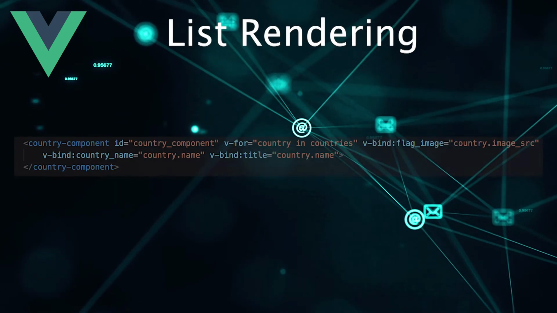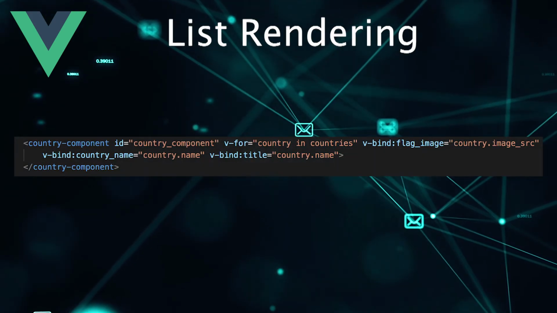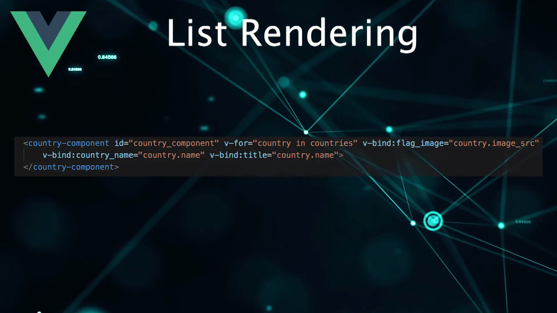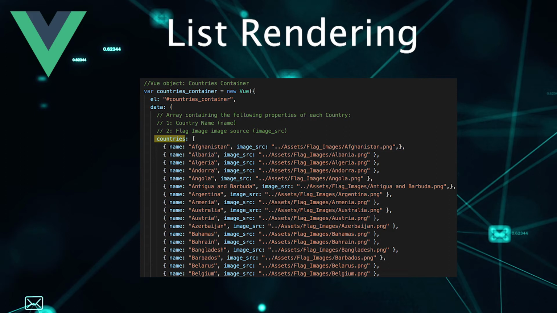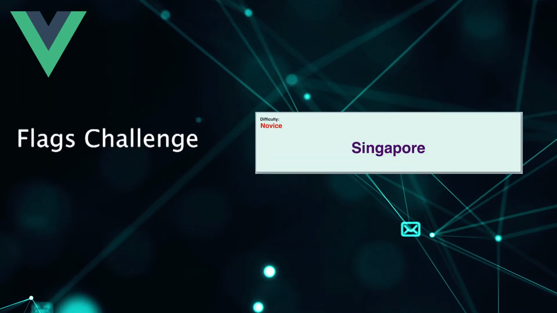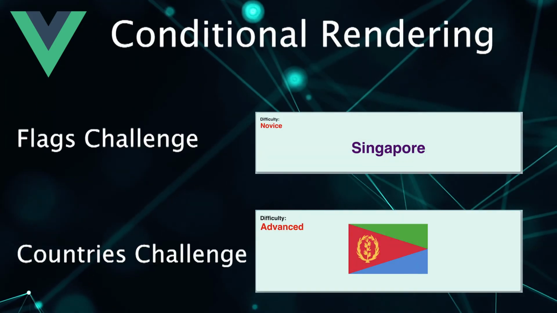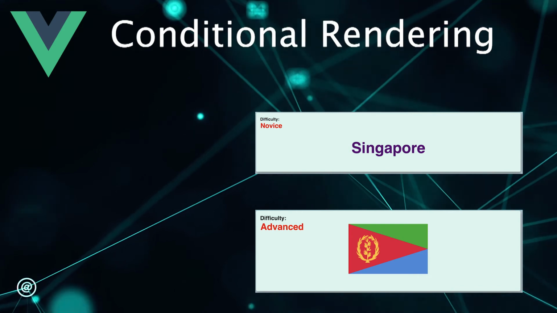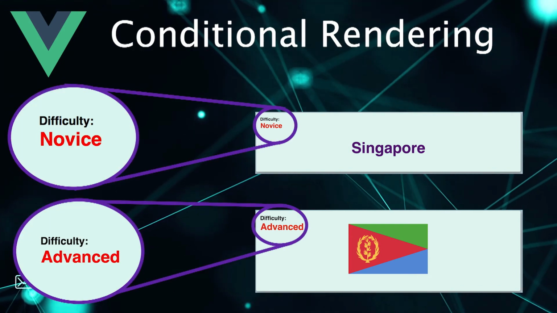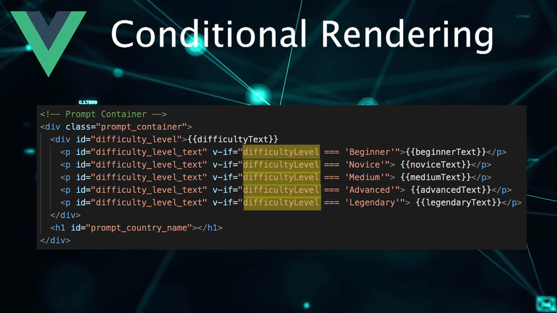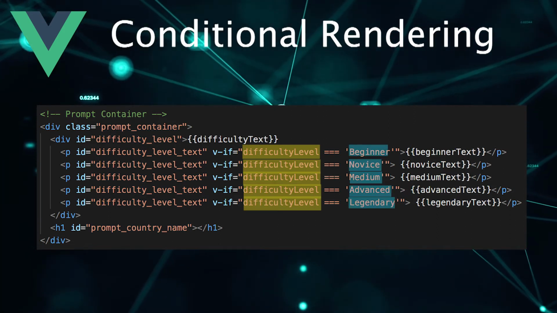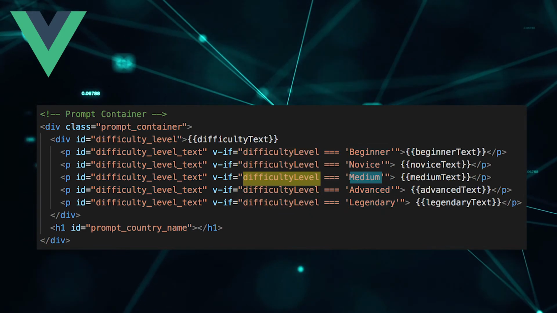The list rendering coding concept is also applied in the homepage to loop through all of the flag image country name pairs from an array in the associated view instance called countries and to render them to the page. In the flags and countries challenges, conditional rendering is used to determine which text to display to the prompt container of the challenge. This is achieved by comparing a variable passed from the difficulty levels page against some preset values. Only one statement is correct at a time.